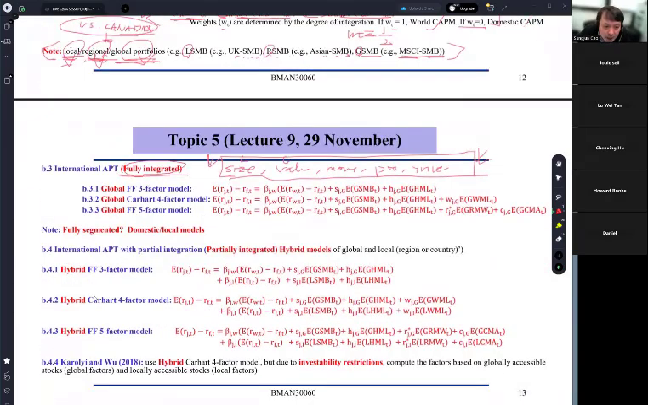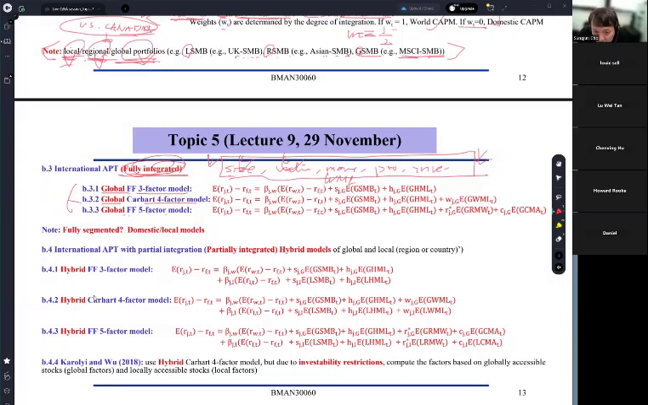So let's say a fully integrated market. Then based on size and value anomaly, we can think about the global Fama-French three-factor model. If we think about momentum, winner minus loser, we can think about the global version of the Carhart four-factor model. So in a fully integrated market, we have three asset pricing models: Fama-French three-factor, Carhart four-factor, Fama-French five-factor. Now this form is exactly the same as the domestic case, but one thing is different.